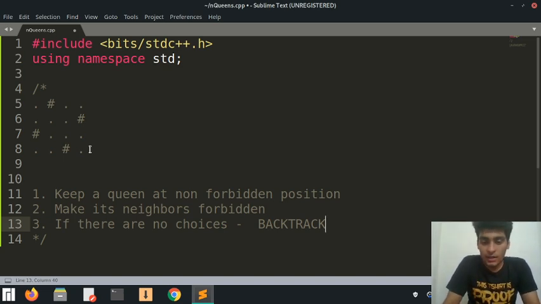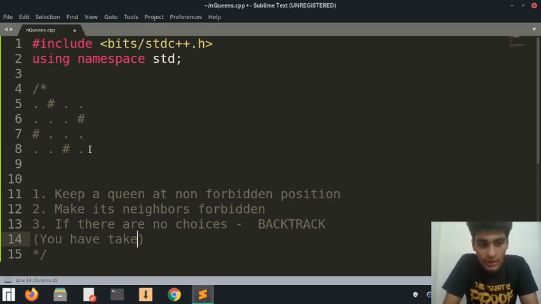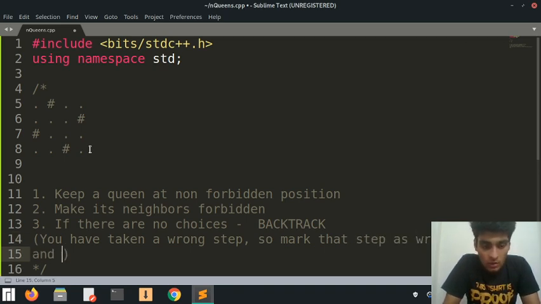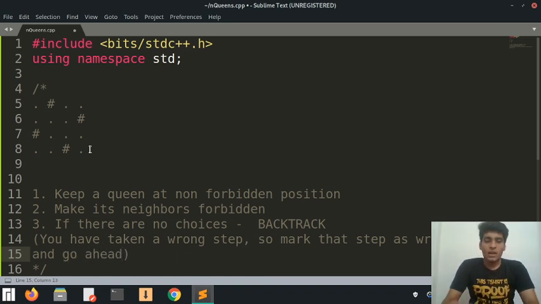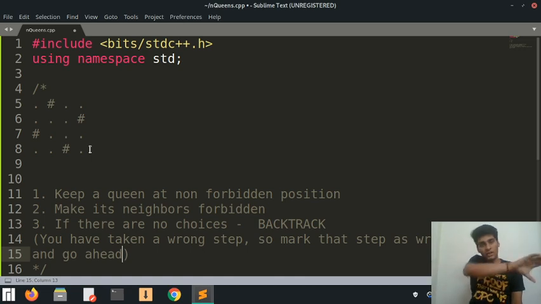Backtracking means you have taken a wrong step. So let's write down what it means: you have taken a wrong step, so mark that step as wrong and go ahead. How can you understand backtracking? You can understand it like a maze. You do not know how the maze ends, but you have let's say 4 different caves that you can go into, and you go into one of the caves and realize that this is not the right cave. Then you backtrack, come along your footsteps.